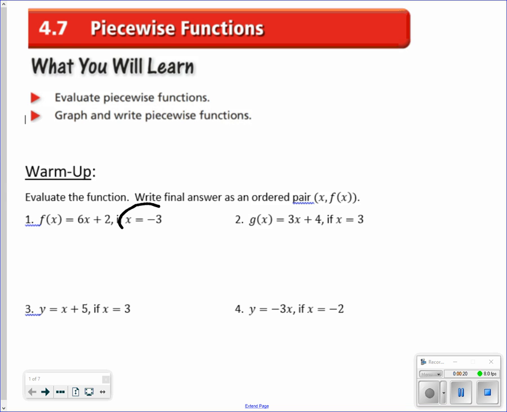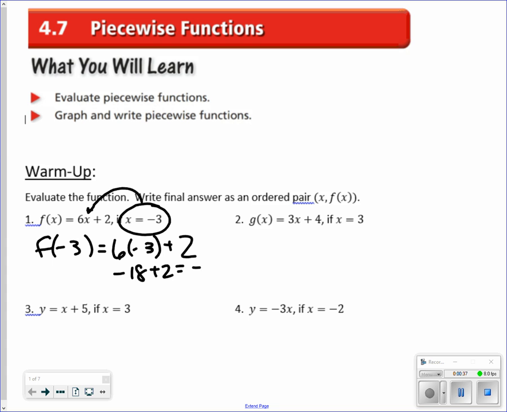If I give you the x of a function, then they want me to plug -3 in for x and evaluate. This is going to be important for piecewise functions because ultimately you're going to have pieces of functions, and you need to be able to evaluate a number at a particular spot. So if I plug -3 in for x, I'm going to get -16 for f of -3. If I plug 3 in for x in g of x, I'm going to get 9 plus 4, which is 13.